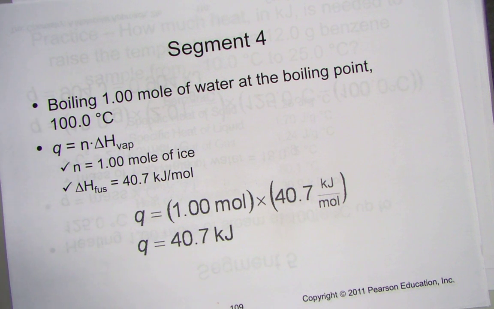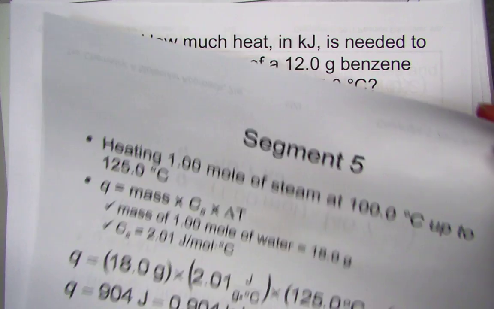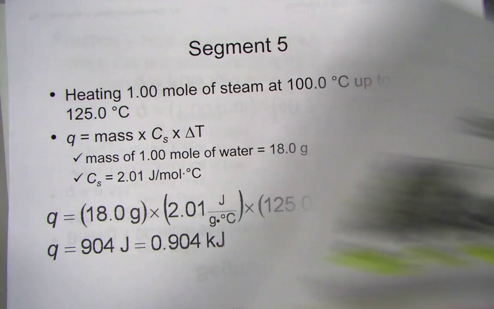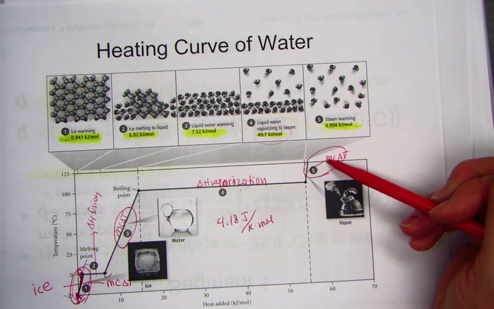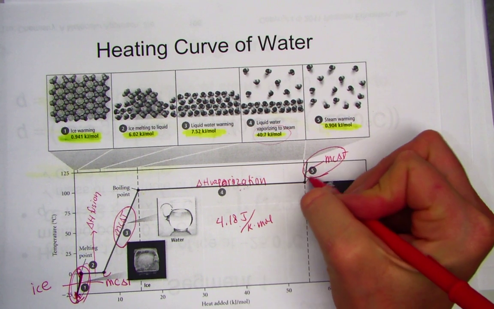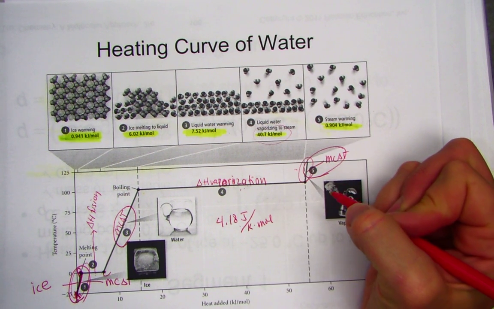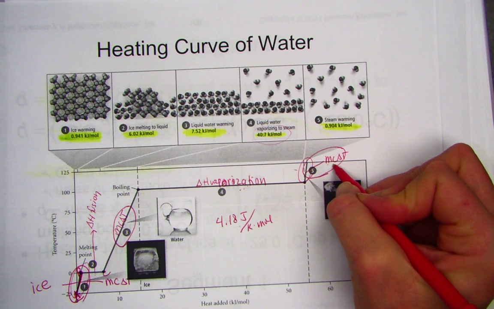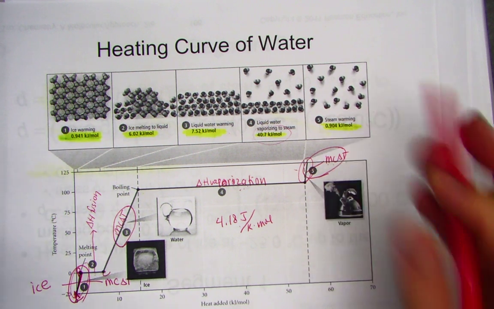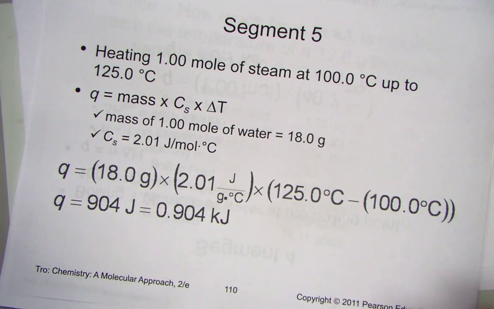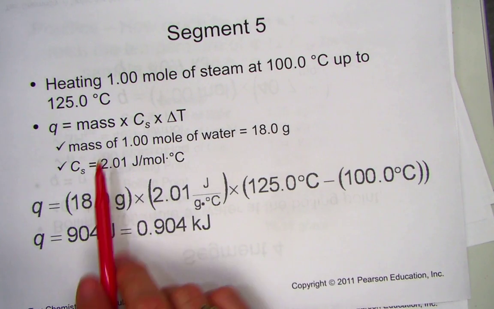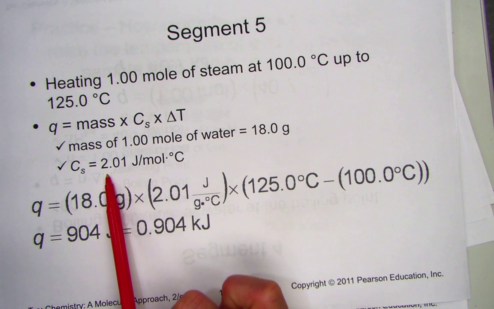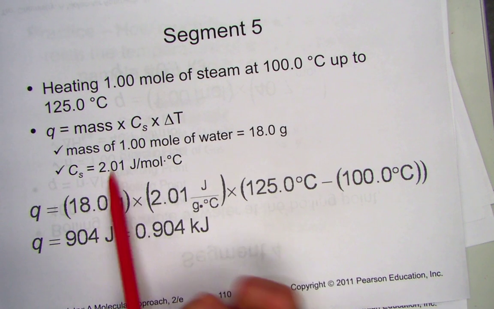And the last thing we have to do in line segment 5 is to warm that steam up to positive 125 degrees. So this delta T is 25. 18 grams times the specific heat of steam times the 25-degree temperature change. And that's what they've shown you here. 2.01 is provided for us as the specific heat of gaseous water called steam.